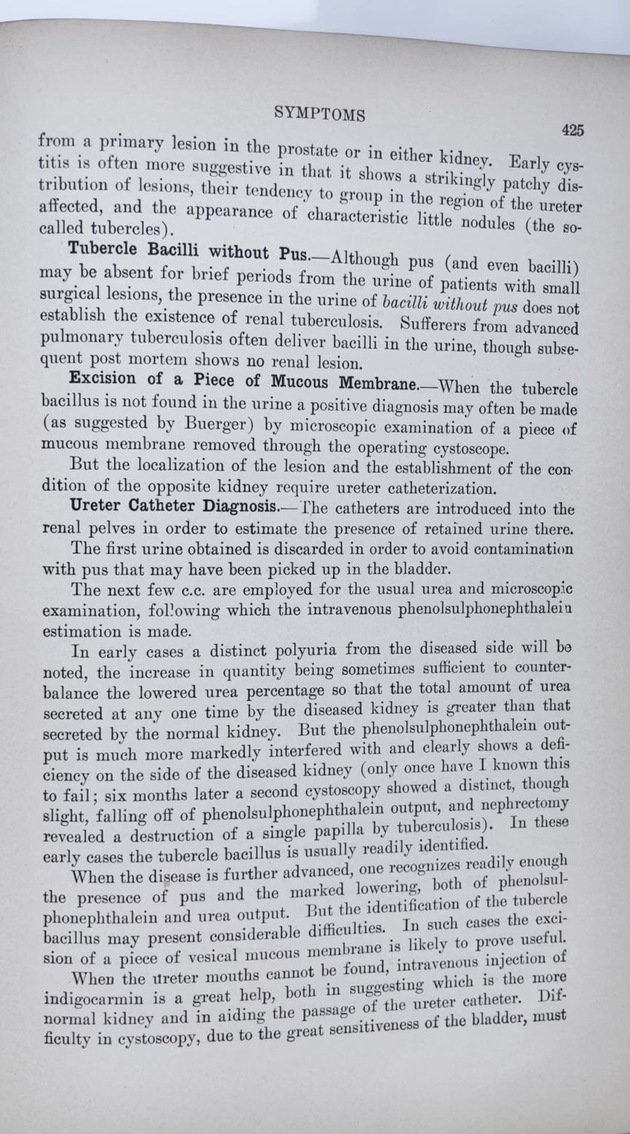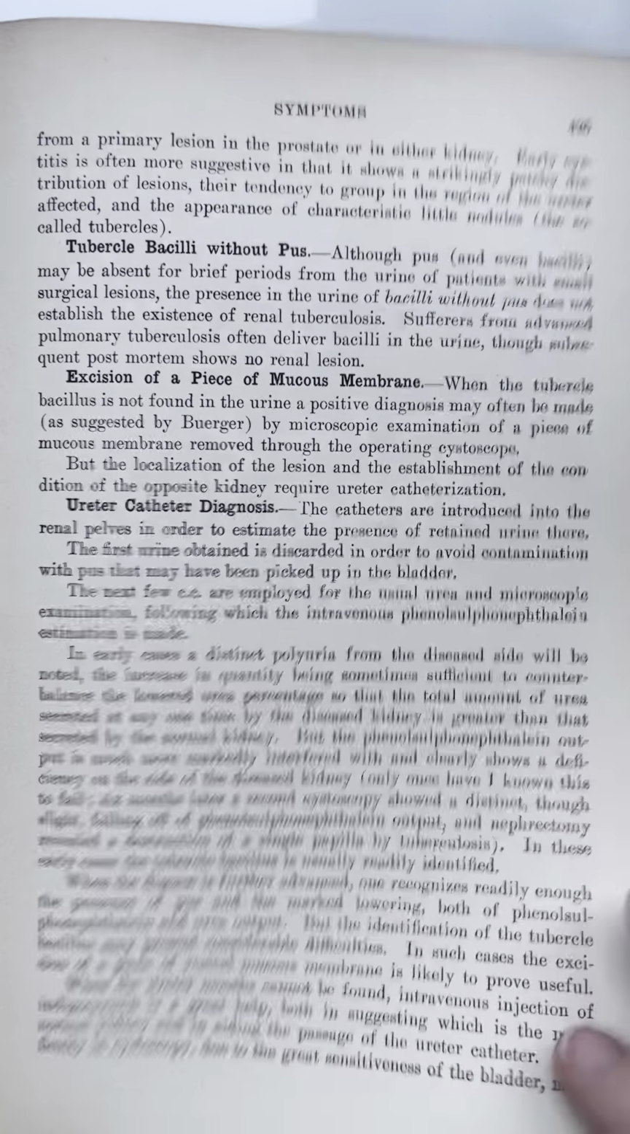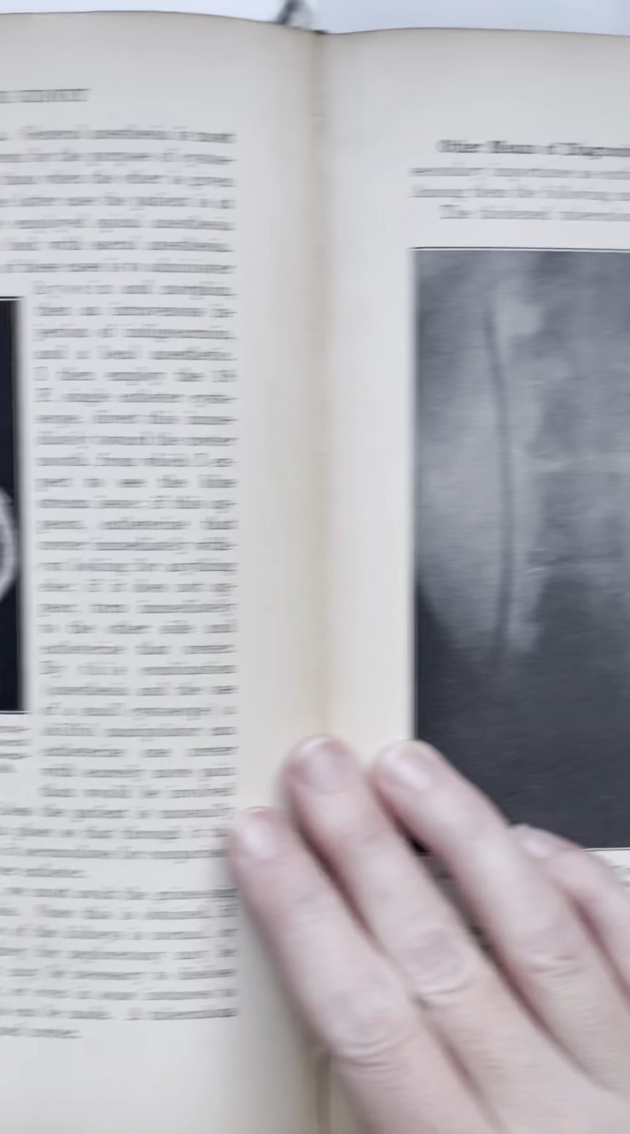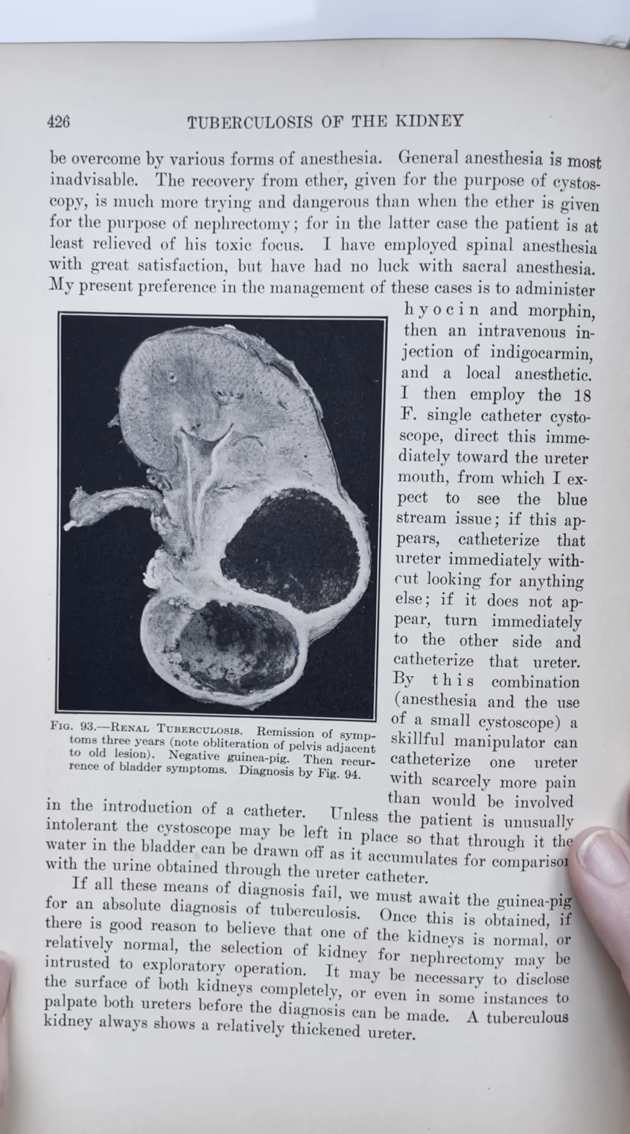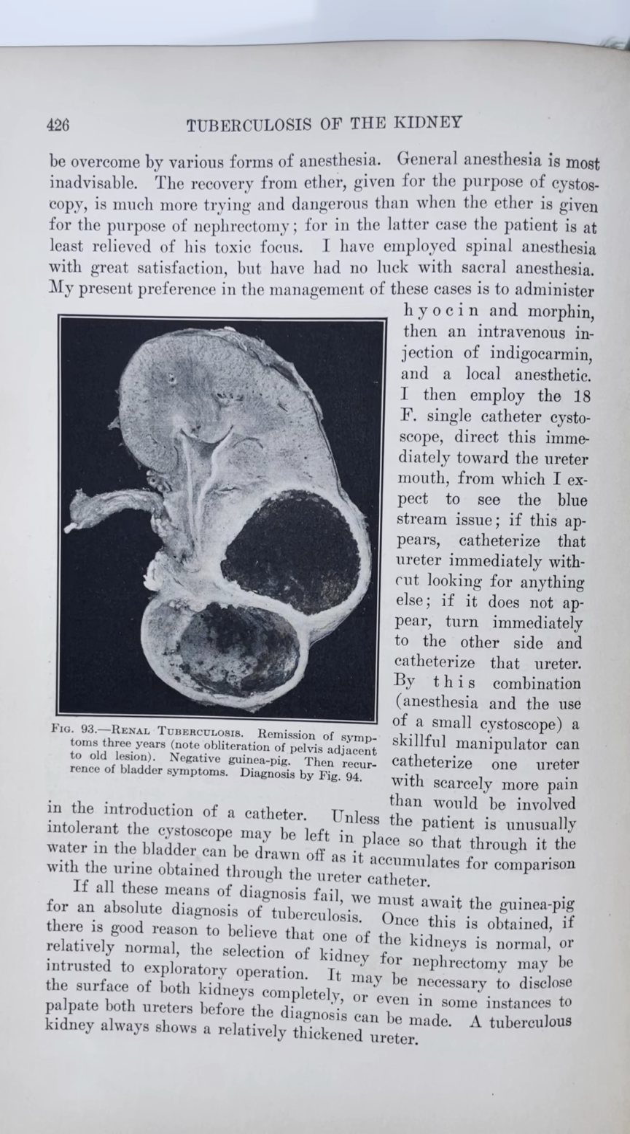Difficulty in cystoscopy, due to the great sensitiveness of the bladder, must be overcome by various forms of anesthesia. General anesthesia is most inadvisable. The recovery from ether, given for the purpose of cystoscopy, is much more trying and dangerous than when the ether is given for the purpose of nephrectomy. For in the latter case, the patient is at least relieved of his toxic focus.